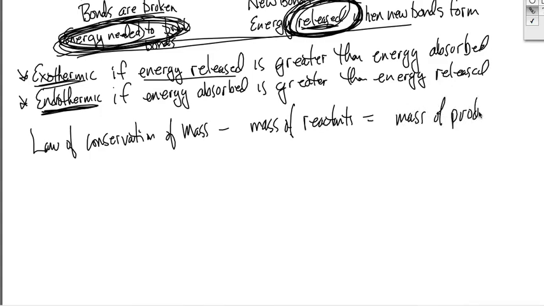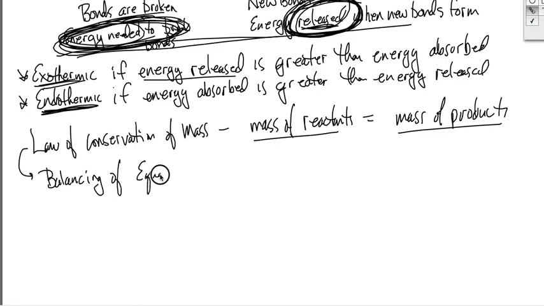You can't create or destroy matter. What you start with has to equal what you end with in terms of the mass of the two sides of the reaction. Okay? And that would mean that we have to have the same number of particles of each element on both sides, and that's why we balance it. Okay, so this leads us to the balancing of equations.